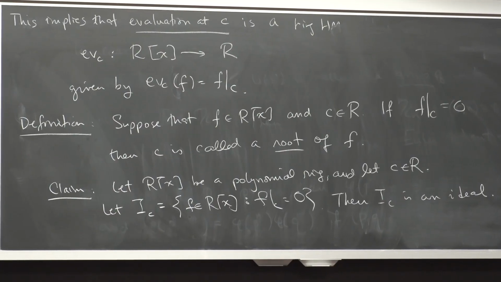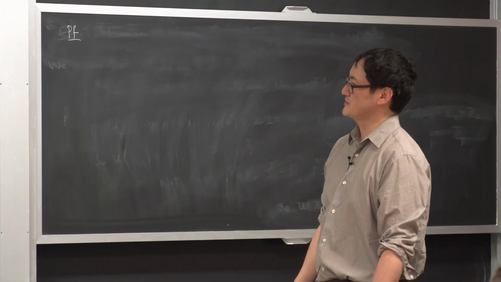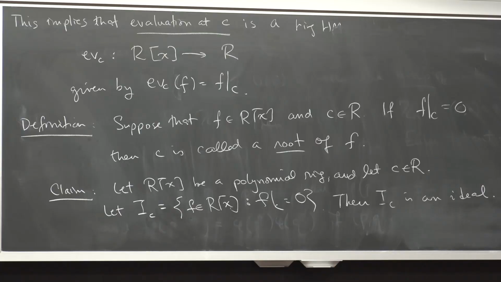The collection of all things that kill C forms an ideal. So if you want to kill C, all the things that kill C form an ideal. So let's prove this. How do you know that this set is non-empty? Can you give me an element in it? The zero polynomial kills C. What's a non-zero polynomial that kills C? X minus C.